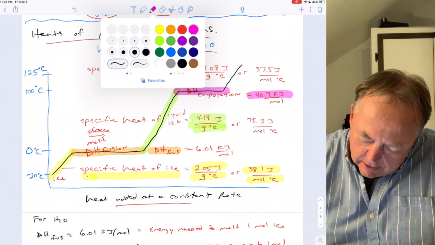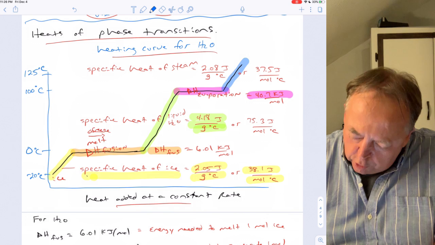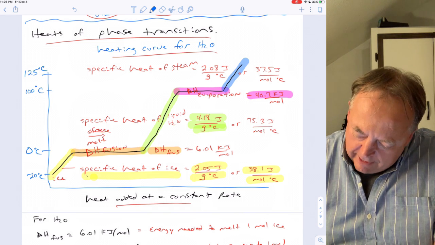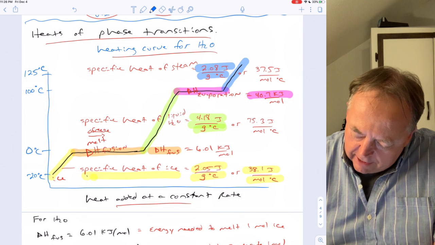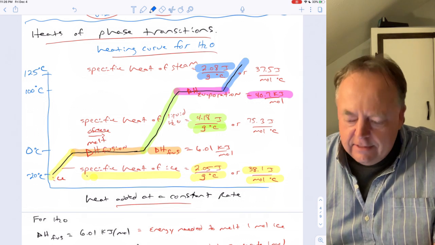And then lastly, on this heating curve, in this portion, now you're just warming up the steam, right? And so it has its own energy associated with that. So it takes about as much energy to warm steam as it does to warm ice.